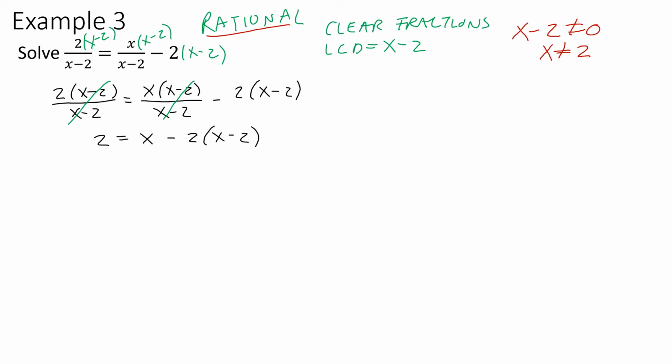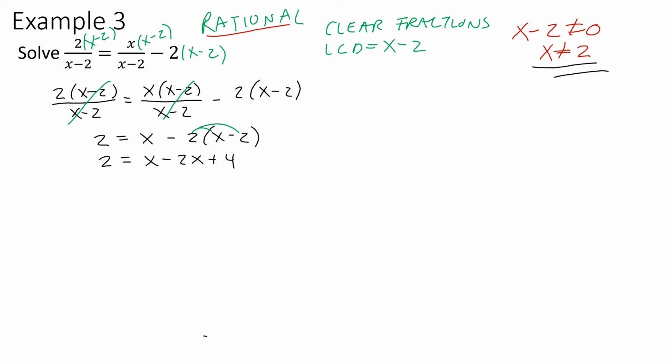Now that statement is not equivalent or identical, it's not the same as the original equation because I lost information along the way, and what I lost was that x should not equal 2. However, this is easier to solve than the original, so I am going to solve this, and I'm just going to keep in mind that x should not equal 2. So I'm going to distribute the negative 2 on the right hand side. That leaves me with 2 equals x minus 2x plus 4.